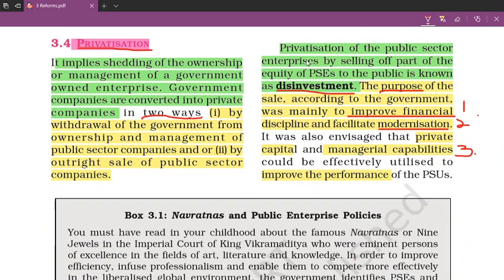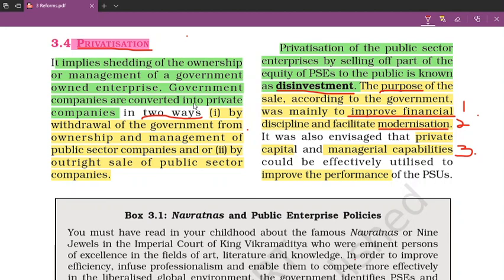Privatization implies shedding of ownership or management of a government-owned enterprise. So the government-owned enterprises, the government-owned industries, give way to others, especially the private sector, to own and manage their erstwhile industry. So the government companies here are converted into private companies. That's about privatization. All these government-owned industries are converted into the private sector.